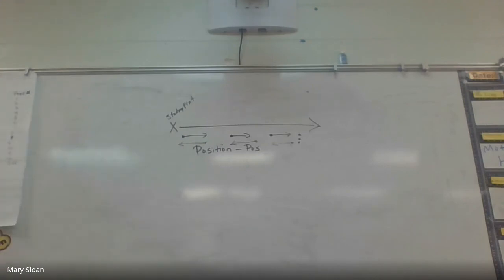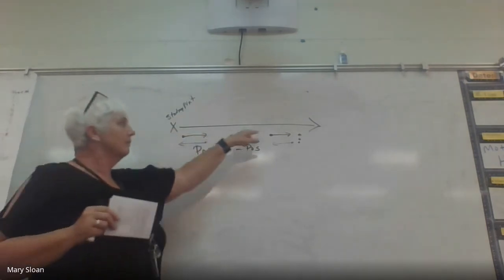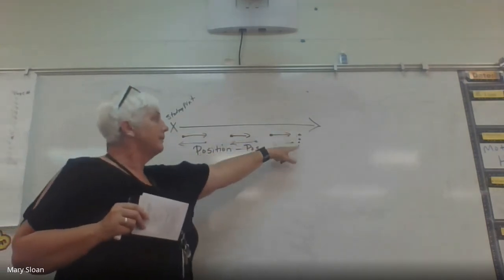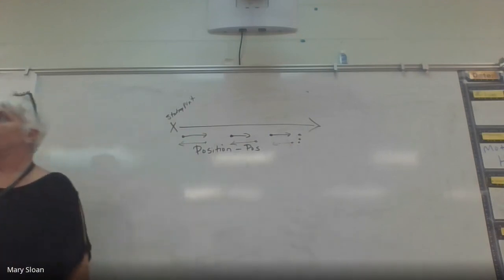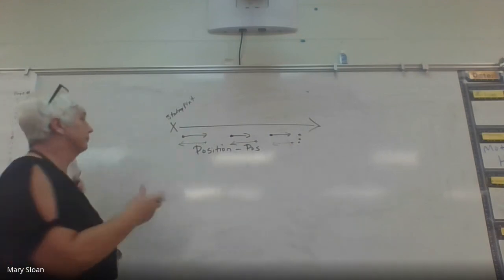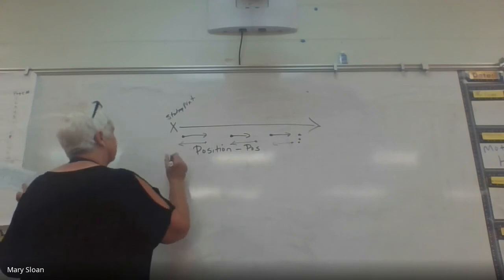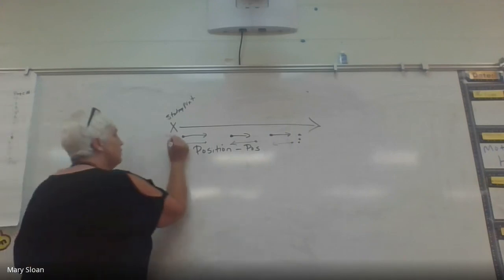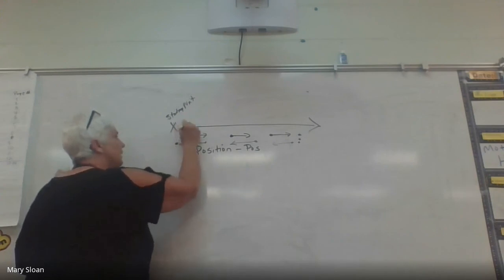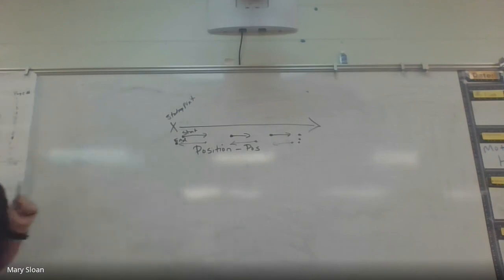Does everybody understand? Constant velocity, stopped, and then went back the other way. Does everybody understand? And then what I would do is on here, I need to have a start and an end. Is everybody good so far?